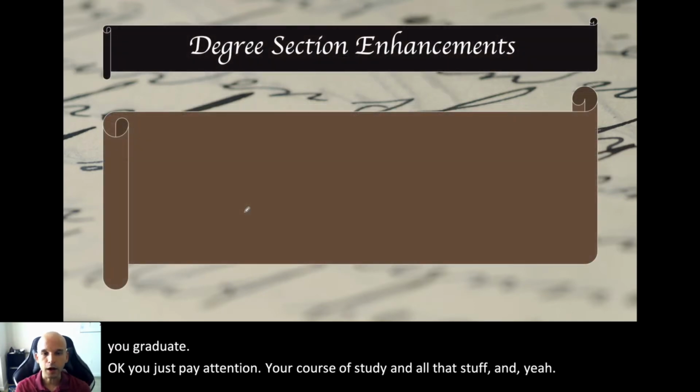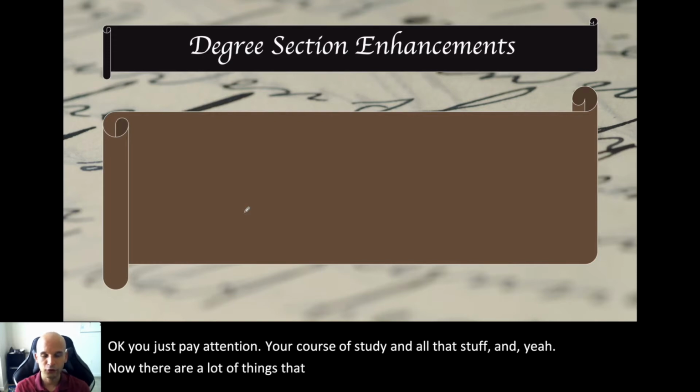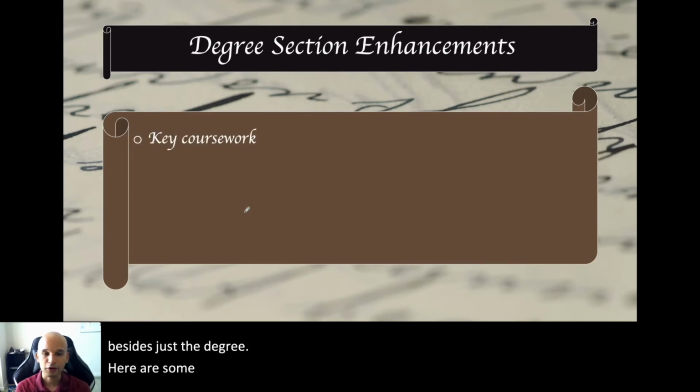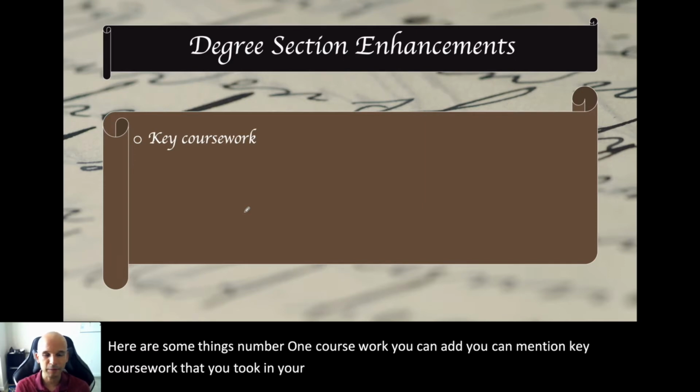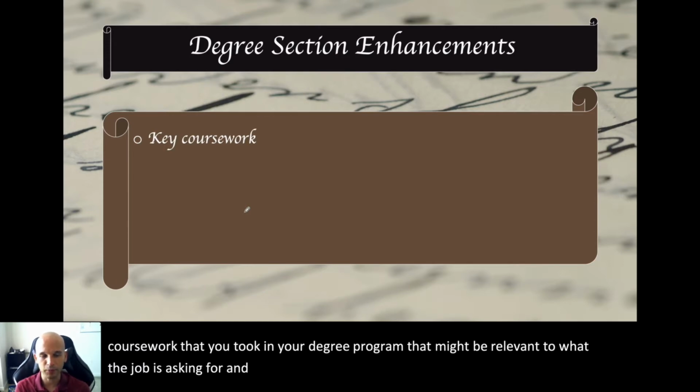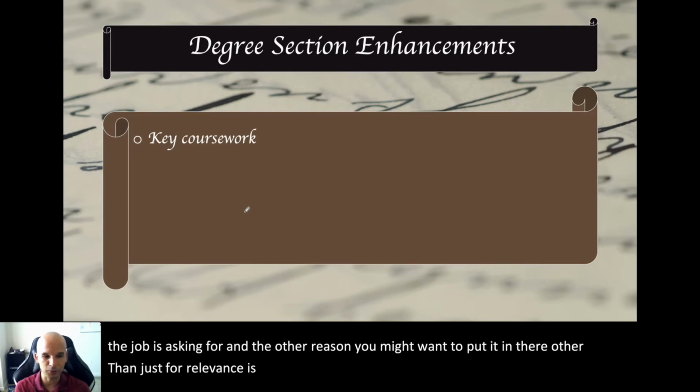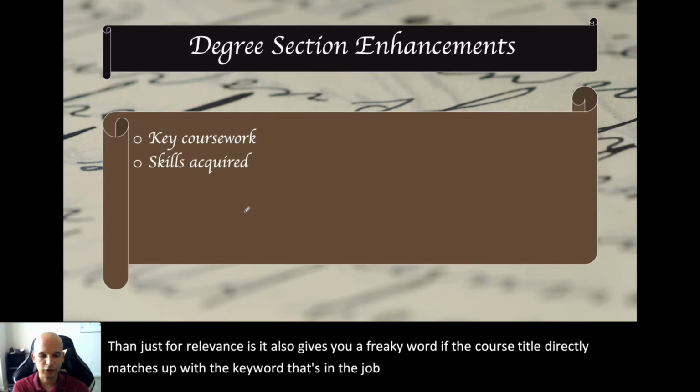Now, there are a lot of things that you can add to a college degree section besides just the degree. Number 1, coursework. You can mention key coursework that you took in your degree program that might be relevant to what the job is asking for. The other reason you might want to put it in there, other than relevance, is it also gives you a free keyword if the course title directly matches up with the keyword that's in the job posting.